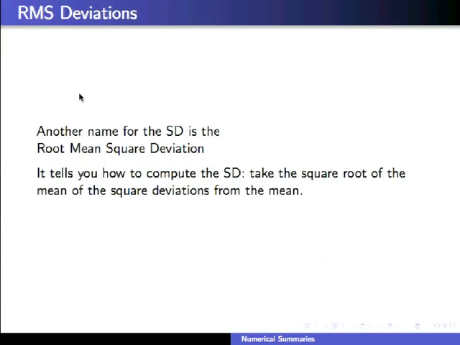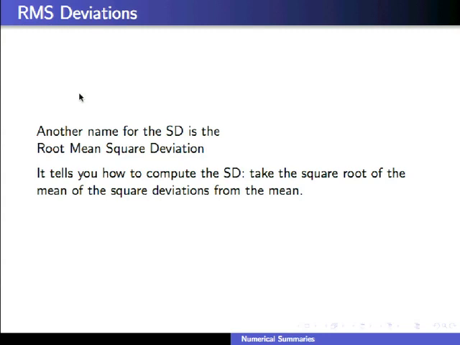Another name for the SD is the root mean square deviation. And I like that name because it tells you exactly how to compute it. In a sense, you look at that name in reverse. Deviation says, okay, find the deviation of each value from the mean. Square it. Mean, take the average of all of them. Root, take the square root of it. So if you can remember that alternative name, root mean square deviation, you understand what's going on in the computation of the SD. Fortunately for us, R does all of those computations really easily. You just call the SD function and it computes the SD for you.